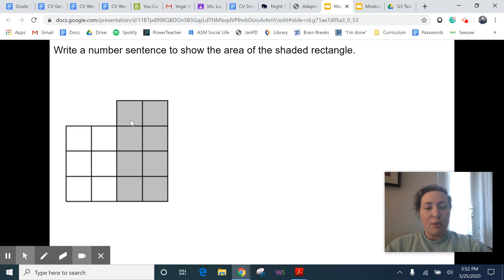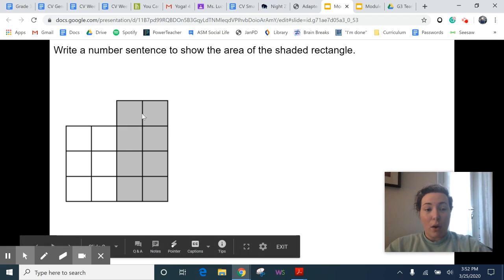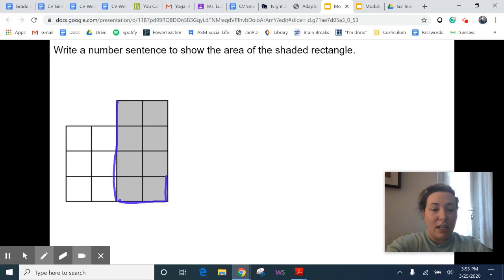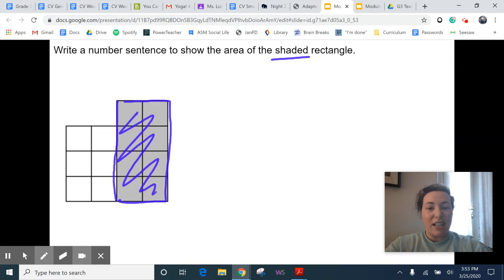Okay, here we have the floor plan of a room. And it's leading us through finding the area of the whole figure. So it says, write a number sentence to show the area of the shaded figure. So we've already talked about how when you have an irregular shape like this, you want to break it apart to be able to find the total area. That's one strategy for doing it. So when it says, find the area of the shaded rectangle, it's talking about this darker part right here. So we need to find the area of it.